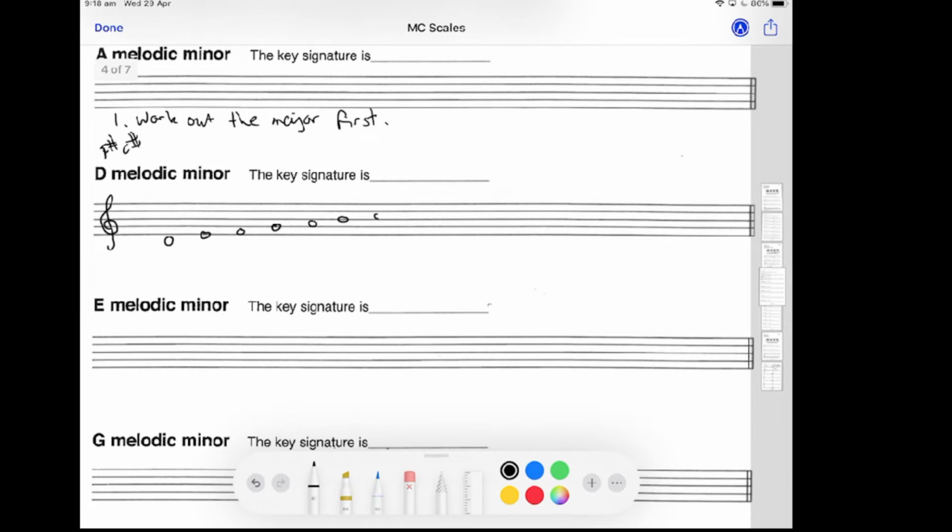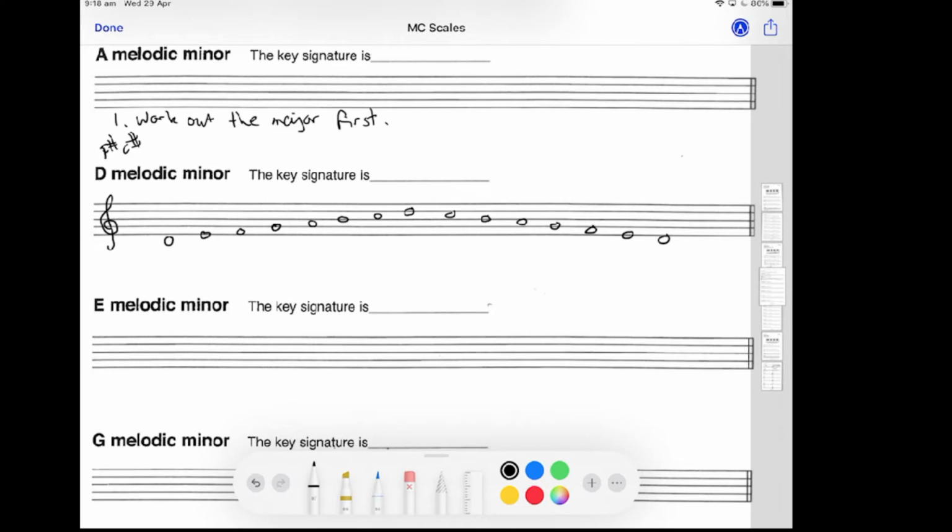Keep in mind we are doing up and down, so I need to make sure I don't spread my notes out too far. I think I'll fit them all in neatly. Okay, so there it is. That is D up to D and back down again because it's a melodic minor scale. Let's quickly apply the key signature.